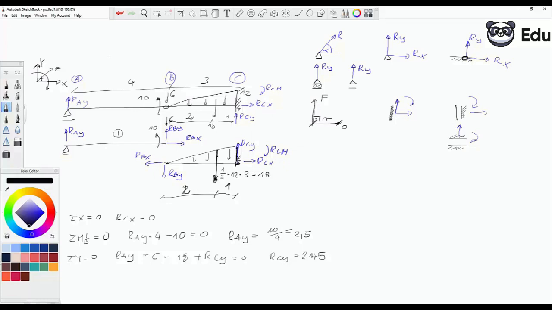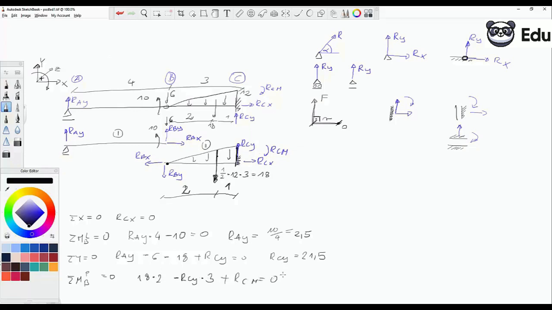Great, I have RCy. And now, what do we need to solve the entire problem? RCm, which is the support moment at point C. It's the sum of moments at the point. And now, of course, at any point. Let's do it at point B on the right side. Or in other words, at B for the second subassembly. It's as if we only have this part here, and we're calculating the moment at this point. So we have 18 times 2. Subtract RCy times 3. Add RCm equals 0.